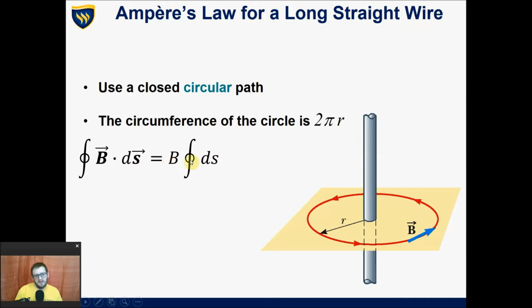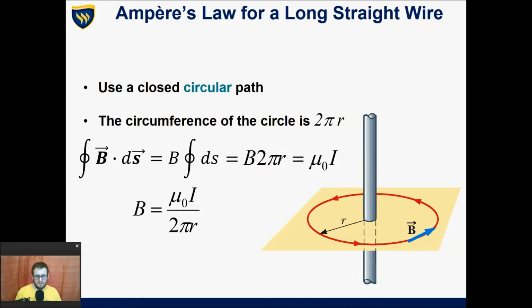So we can pull B out of the integral, we can integrate ds, and the circumference is 2 pi r, so as we integrate ds around that whole circle, 2 pi r comes into the equation. And this is where Ampere's law comes into play. This path integral is now equal to mu naught I, where I is the current piercing this circular disk mapped out by the path, the Amperian loop.